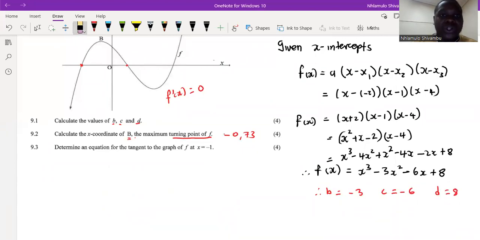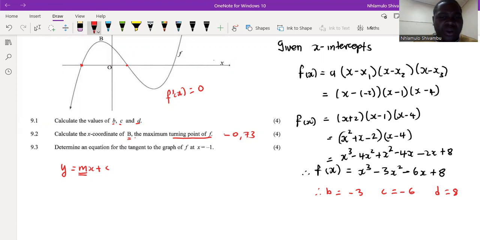So whatever we're going to calculate or determine will be in the form of y equals mx plus c. All we need to get the equation of a tangent is the gradient of the tangent, right? And then we also need to know the point of contact.